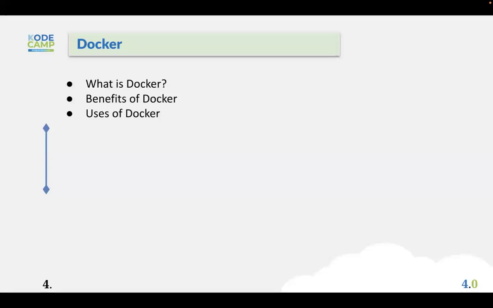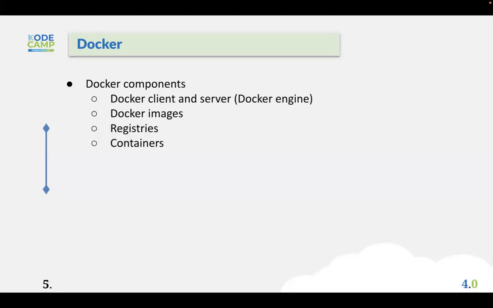Now that we've understood what Docker is, the benefits of Docker and the uses of Docker, I guess we should just proceed. So moving on, it's becoming more interesting. We have the Docker components. First of all, we have the Docker client and server, which is the first component, because without this, you cannot build images and containers and all of that.